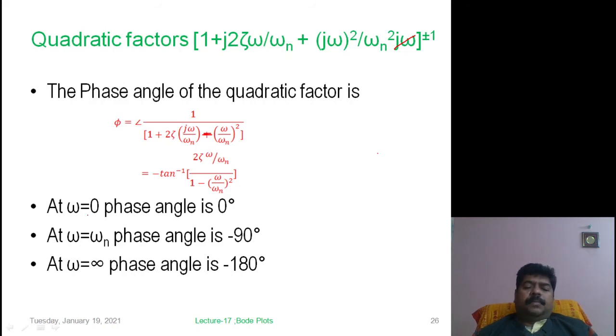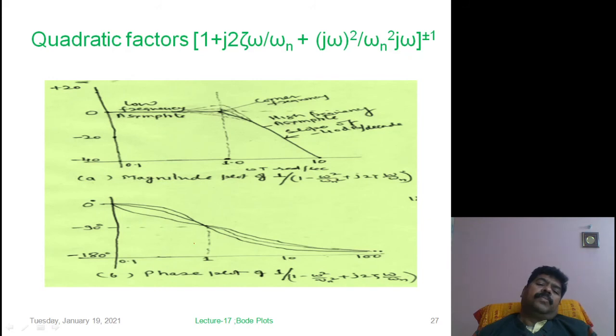And if omega equals 0, this will result in 0 degree. If omega equals omega n, the undamped natural frequency, then the real part 1 minus 1 is 0, so dividing by 0 results in infinity, and that means the angle will be minus 90 degree. While at omega equal to infinity, very high frequency, the phase angle contributed by this will be minus 180 degree. So you can draw the magnitude and phase plot for this quadratic factor here. Again, this j omega factor will not be present.